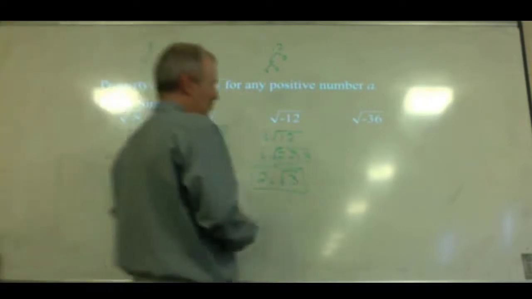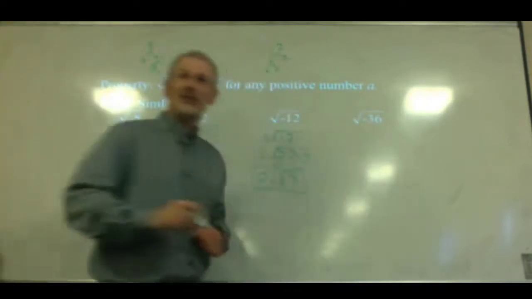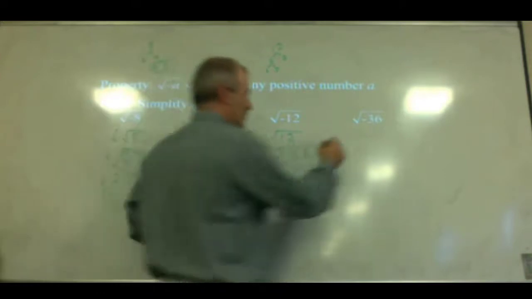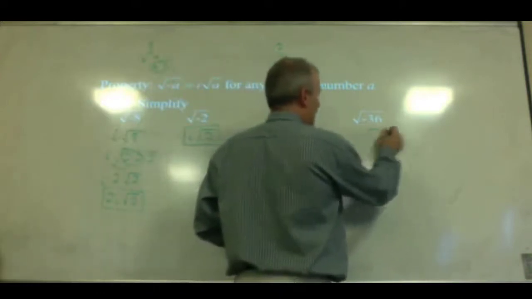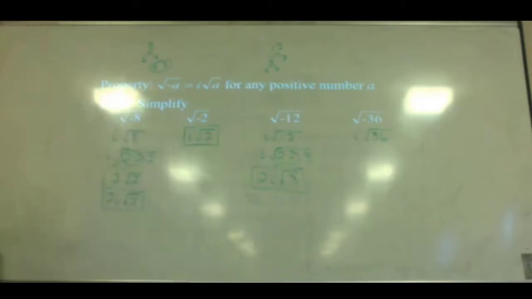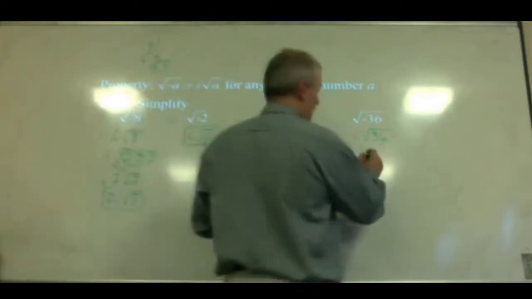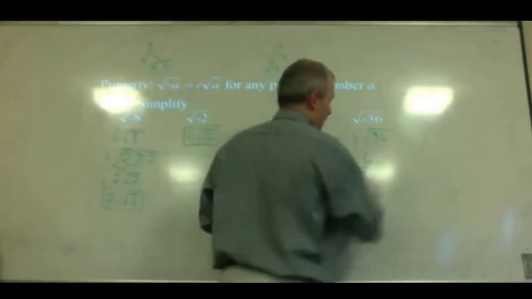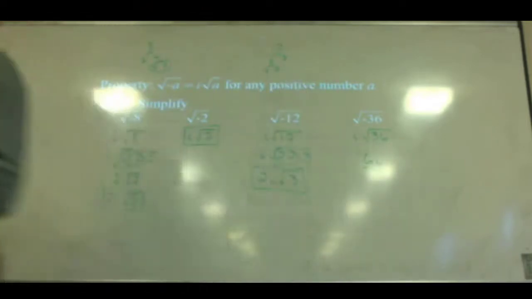How about this one? What do we do first? The I. So take out the negative and put the I in front of it. Okay. And then what are we going to do with that 36? 6 times 6. And do we see that 36 is actually a perfect square? Yeah. Right? The square root of 36 is what? 6. Yeah, 6 times 6. So this one, we just get 6 times I.